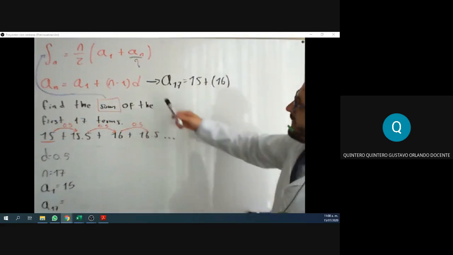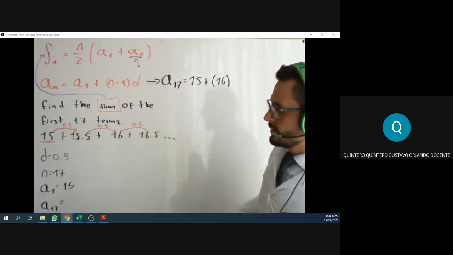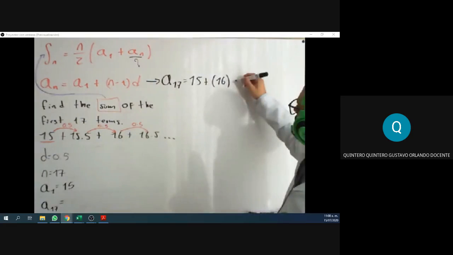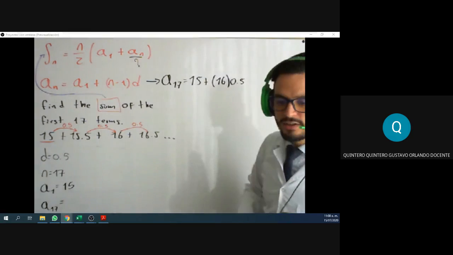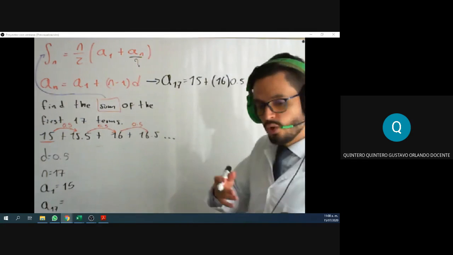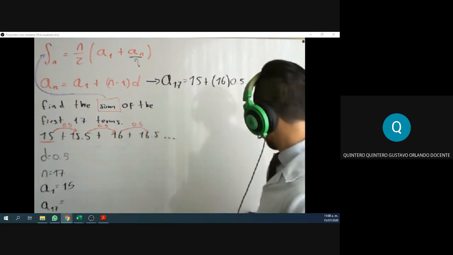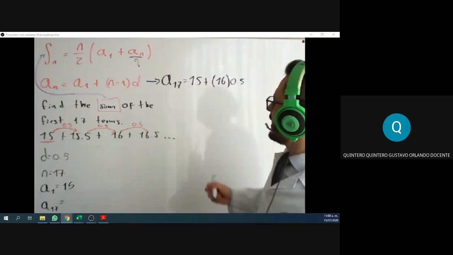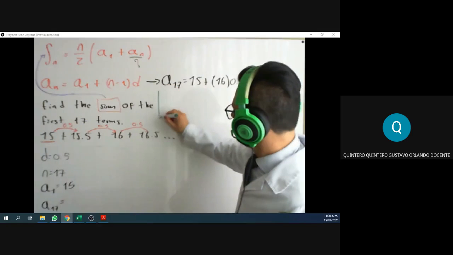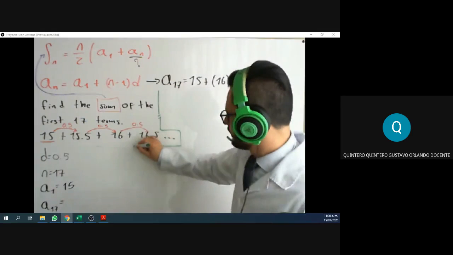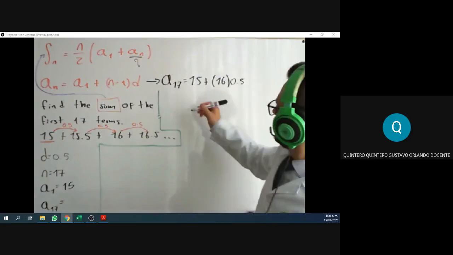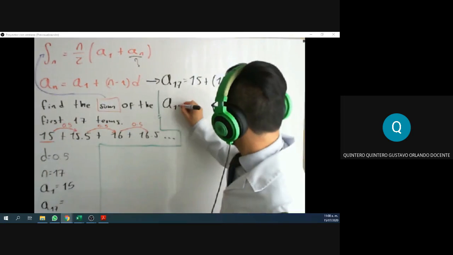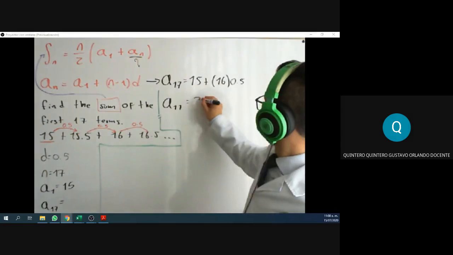16, right? Times the difference. And we know the difference is 0.5. So let me just write it here, multiplied by 0.5. If you put this in your calculator, you can tell me how much is this. Can anybody say it, please? 23. 23, thank you. A sub 17 equals 23.